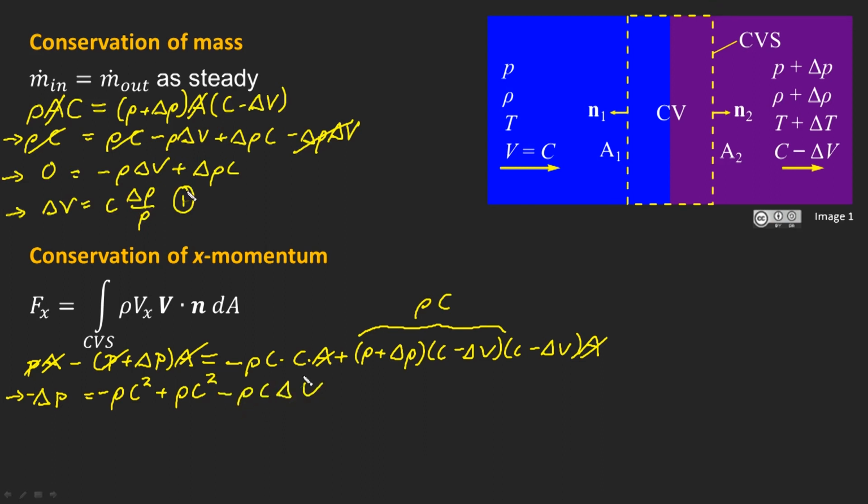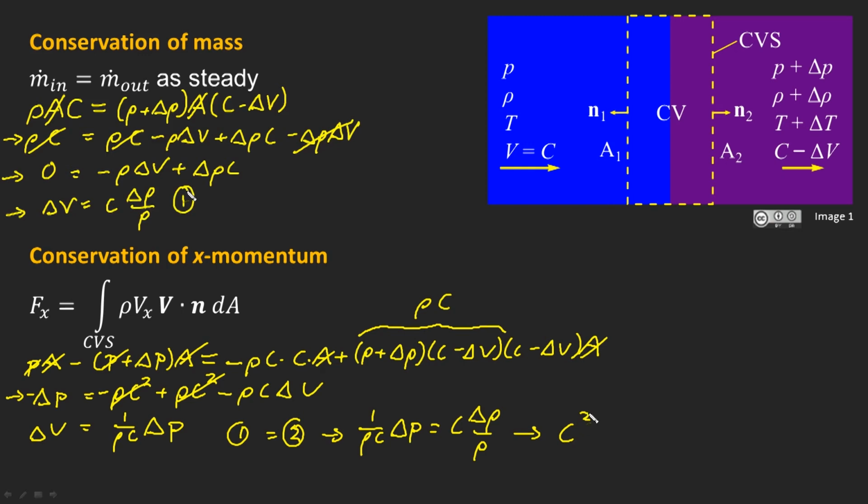We can rearrange this to get a second expression for delta v, which is equal to 1 on ρc times delta P. Equating expressions 1 and 2, we find that 1 on ρc delta P is equal to c delta ρ on ρ. Finally, we can rearrange this to show that c squared is equal to delta P on delta ρ.